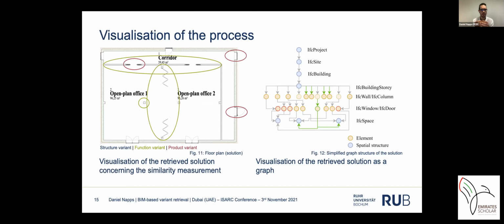So the outcome of this process is the most similar solution of the database entries. In that case, the similarity score was calculated to 0.86. And the similarity score is always between 0 and 1. 0 means no similarity and 1 means full similarity. On the left side, for example, you can see the function, structure, and product variants, which changes to the problem. And yeah, they are also visualized.